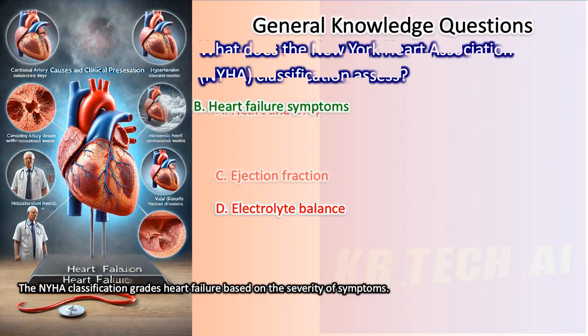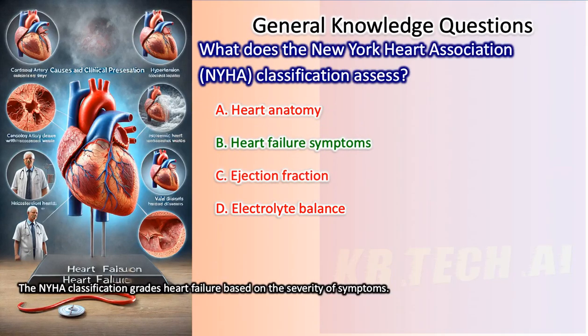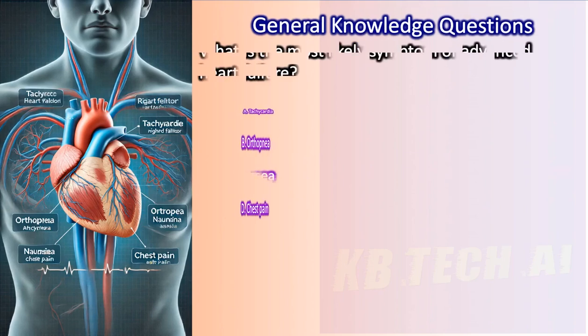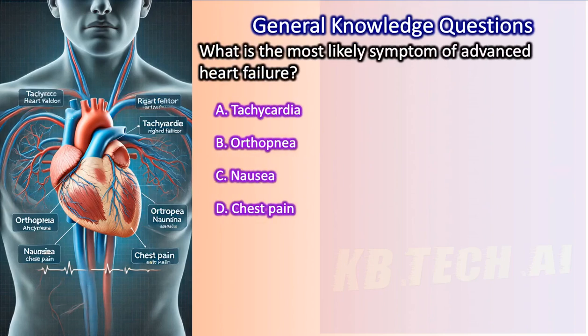The answer is option 2. Heart failure symptoms. Which is the most likely symptom of advanced heart failure? Option 1. Tachycardia. Option 2. Orthopnea. Option 3. Nausea. Option 4. Chest pain.